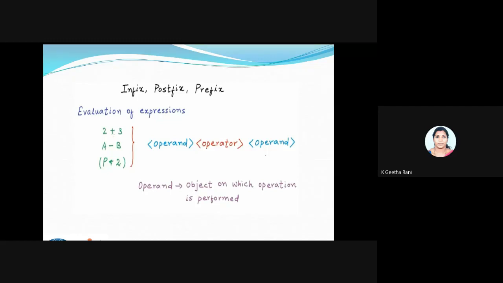My next slide is the application of my stack. We have 3 types: infix, postfix, and prefix. First you will see how our expression looks. An expression looks like 2 plus 3: an operand, an operator, and then an operand. In this example, 2 and 3 are operands and plus is the operator, as well as a and b are operands and minus is the operator.